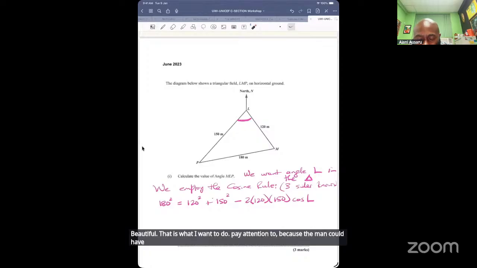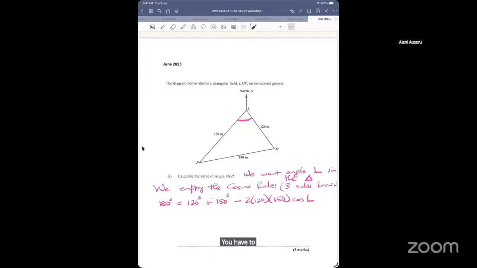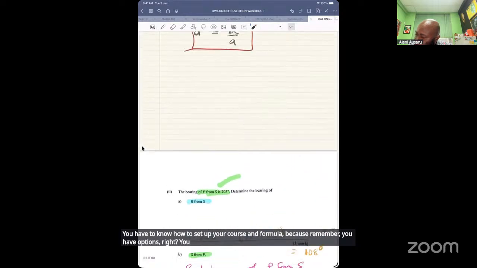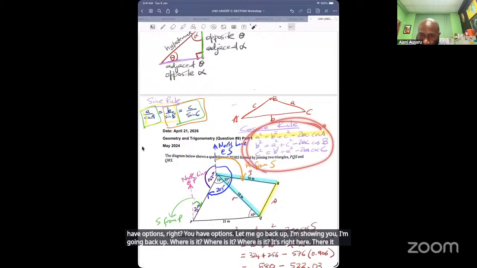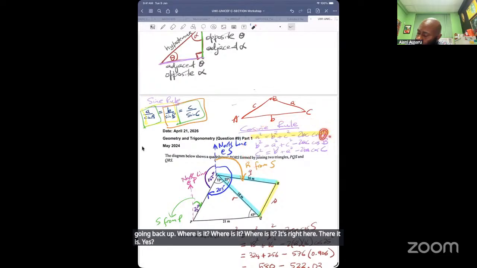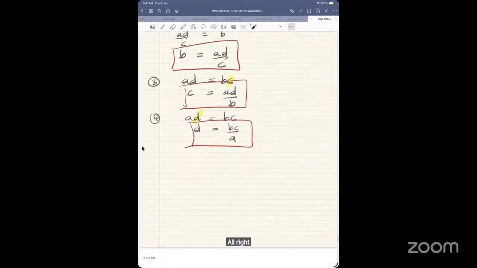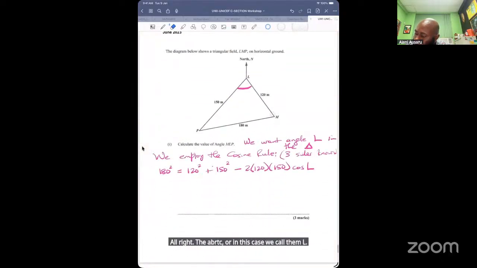Right, sir. You have to know how to set up your cosine formula, because remember you have options. I'm going back up to show you. There it is. So it depends on which one you want. The A, B, or C, or in this case, we call them L, M, and P. Good. So let us work this out quickly.